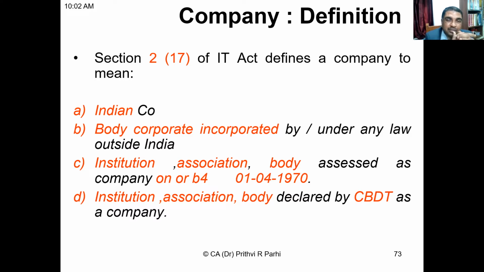What is point C? Institution, association, or body assessed as a company on or before 1st April 1970. So if an institution, association, or body was being assessed as a company on or before 1/4/1970, it will continue to be assessed as a company. It doesn't matter whether it is a company, an institution, or a university; if it is assessed as a company, it will be treated as a company. Then an institution, association, or body declared by the Central Board of Direct Taxes as a company. The CBDT has the power to declare an institution, association, or body as a company. If it declares so, that will be assessed as a company.